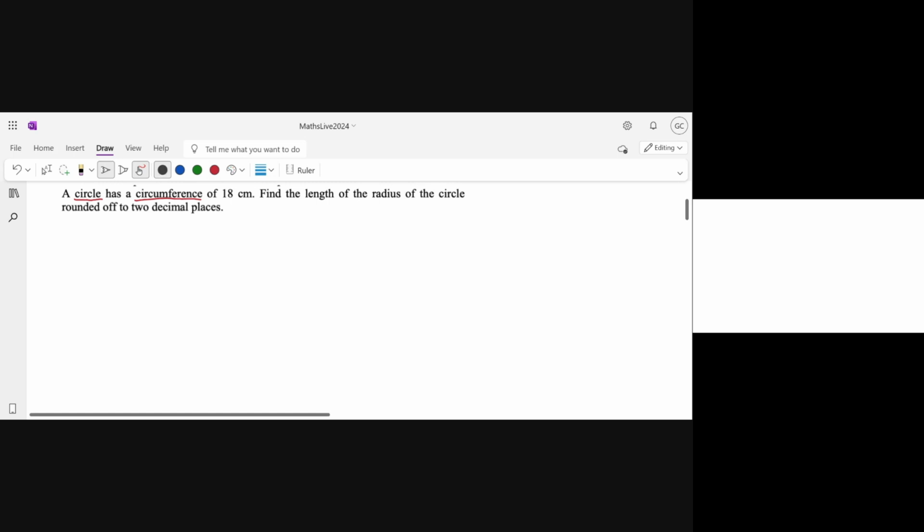So I'm going to write down the formula for the circumference of a circle. Circumference is equal to pi. Ooh, I always do this.